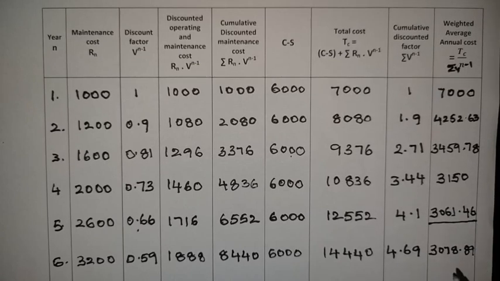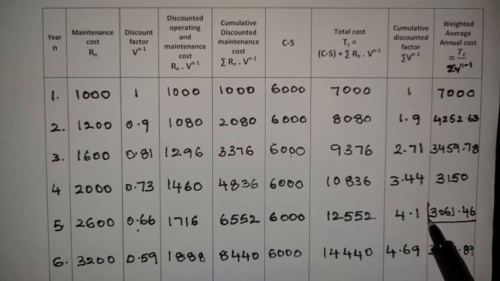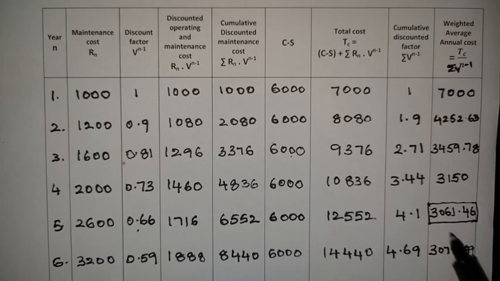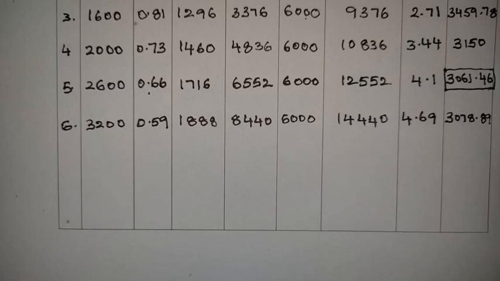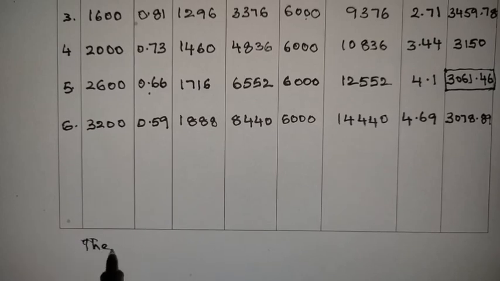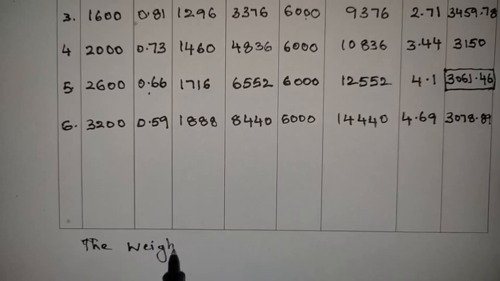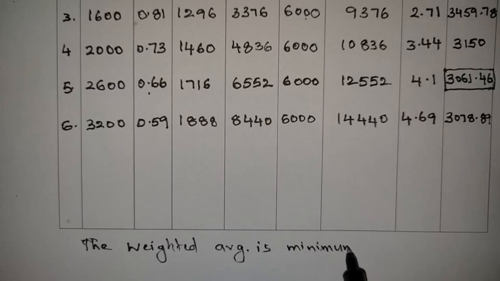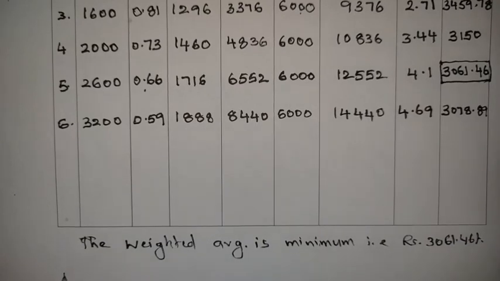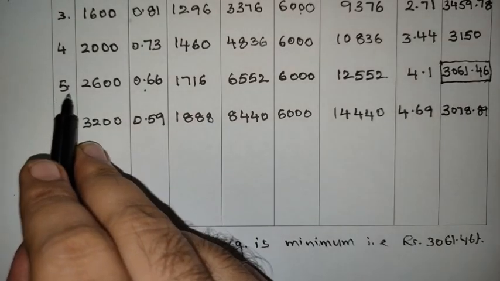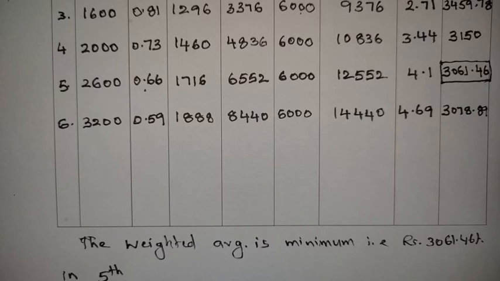Even though 7 years of data was given to us, we can stop at the sixth year as we got the solution. So what is the minimal value? 3061.46. Now write the conclusion statement. So the weighted average is minimum, that is rupees 3061.46, it is minimum in the fifth year.